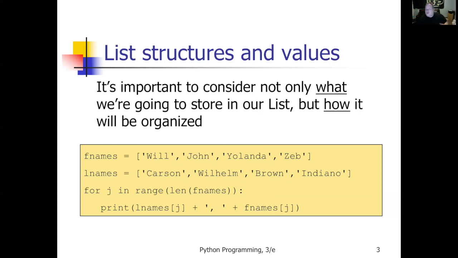So we've talked about this once before. It's very important that you know how to use a list, but even more important, it's not what we're going to store in the list, but how it's structured or organized. So in this case, I have two lists, one called F names and one called L names. So first names and last names. And I have the four names here in my first names, Will, John, Yolanda, and Zeb. And I have the four names in my last names list.